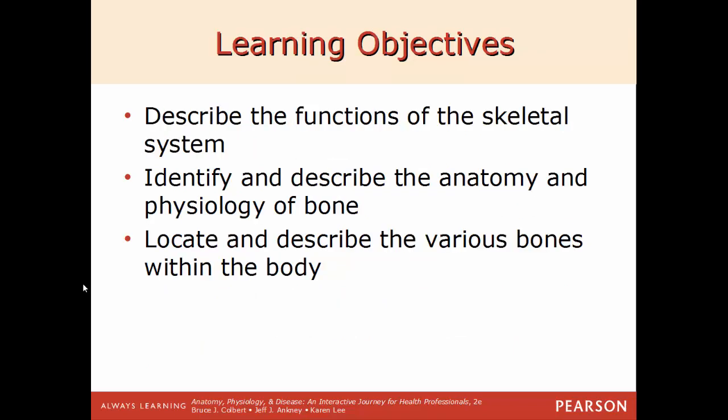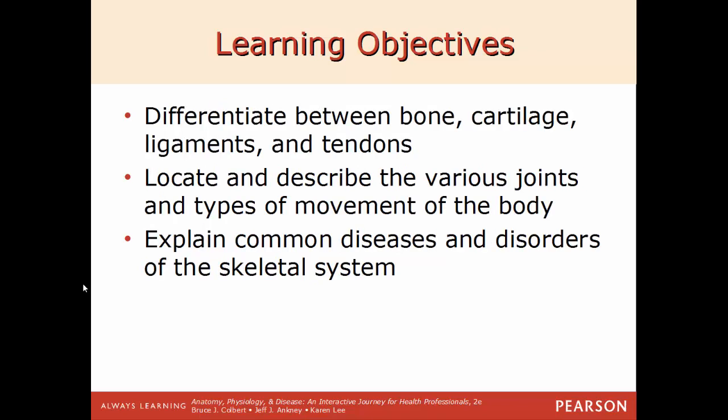The learning objectives for this chapter: be able to describe the functions of the skeletal system, be able to identify and describe the anatomy and physiology of bone, and be able to locate and describe the various bones within the body. Also, be able to differentiate between bone and cartilage, ligaments, and tendons. Be able to locate and describe the various joints and the different joint types and the types of movement in the body. And also be able to explain some common diseases and disorders of the skeletal system.